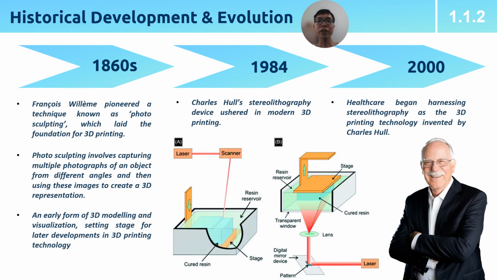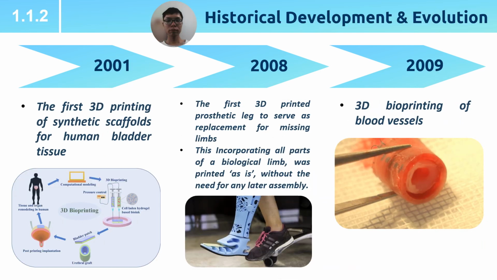The development of 3D printing began in 1860 when Frenchman William pioneered a technique known as photosculpting, which laid the foundations for 3D printing. In 1984, Charles Hull invented a stereolithography device, which was later harnessed by healthcare at the very beginning of the 21st century. In 2001, the first 3D printing of synthetic scaffolds for human bladder tissues was introduced. This was followed by a printed prosthetic leg in 2008 and bioprinting of blood vessels in 2009.